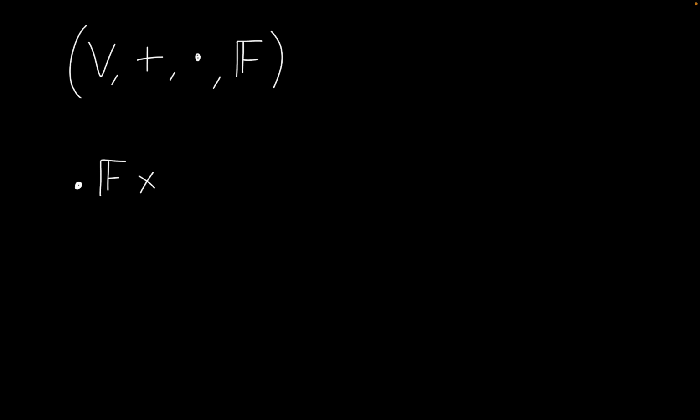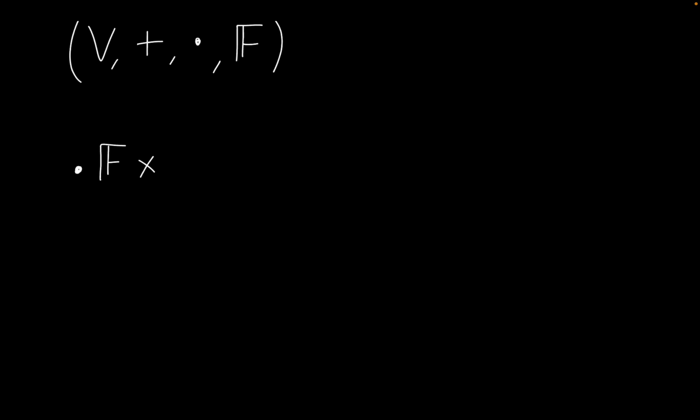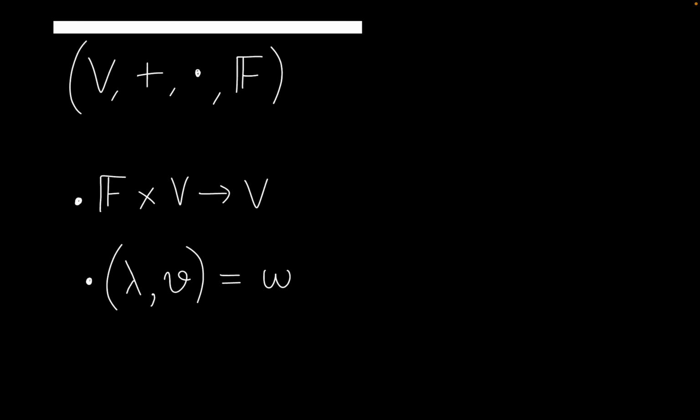So dot is a function which is defined from the Cartesian product of F with V to V. So it associates, in other words, with every single lambda in F, where lambda is a scalar, and v, where v is a vector in V, a third vector w, where w is a vector in V. Typically, by the way, and I should have mentioned this for plus as well, plus takes u and v and associates with them a third vector w.